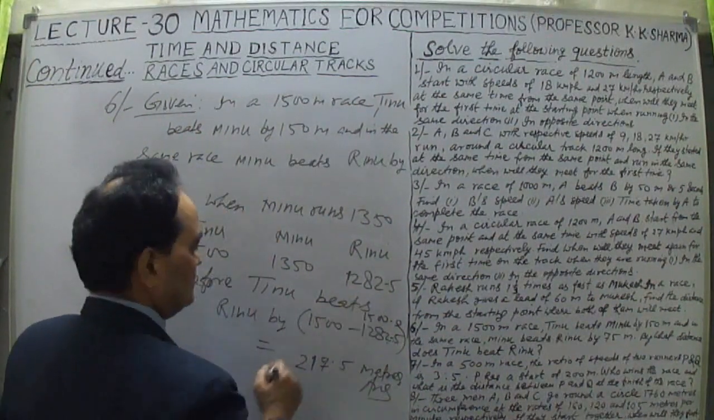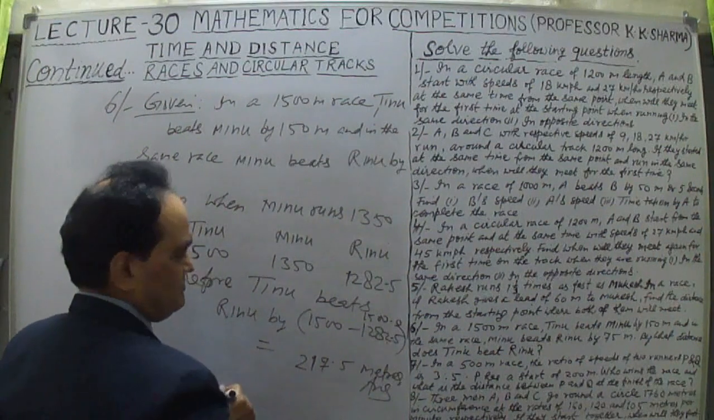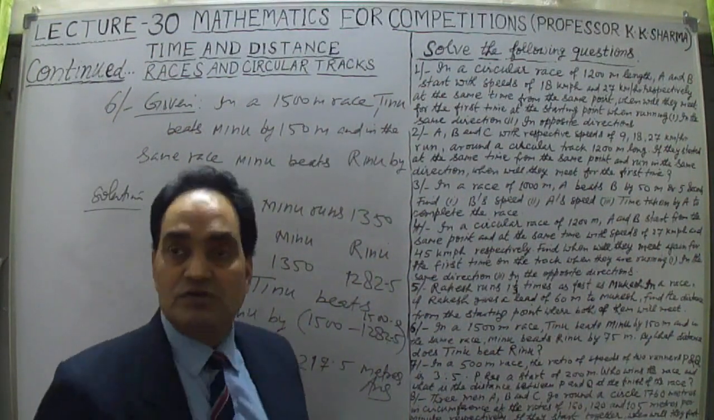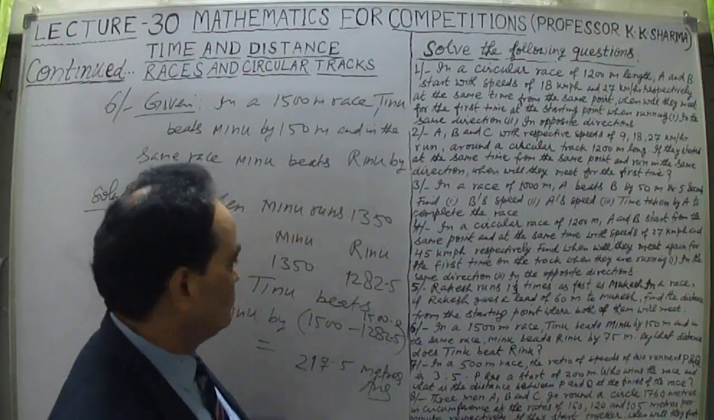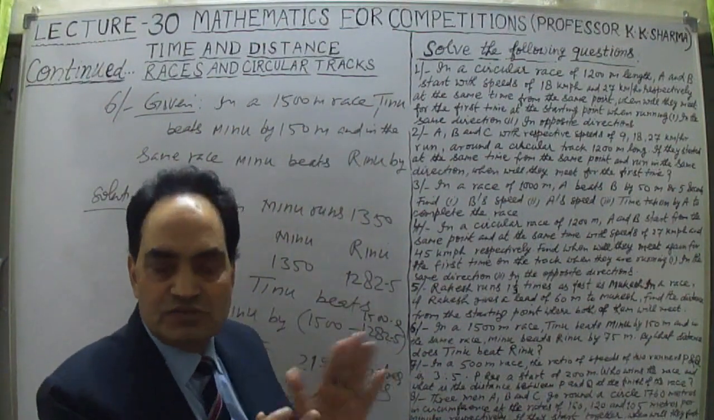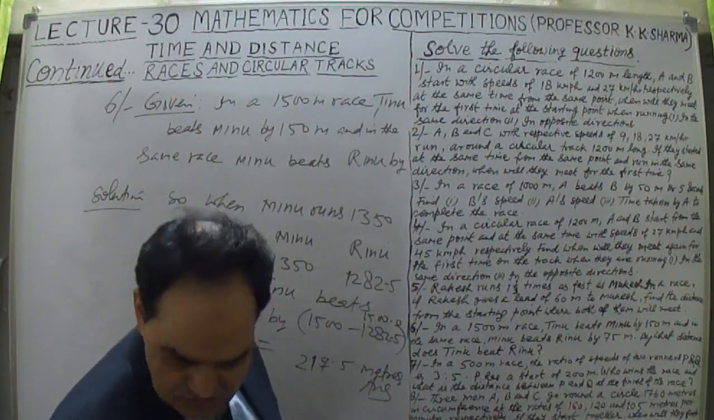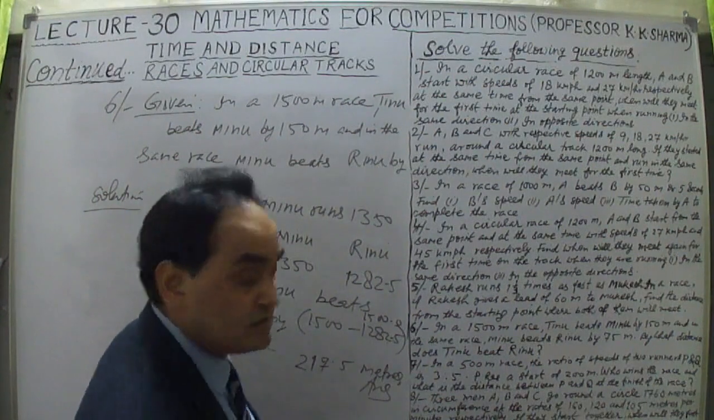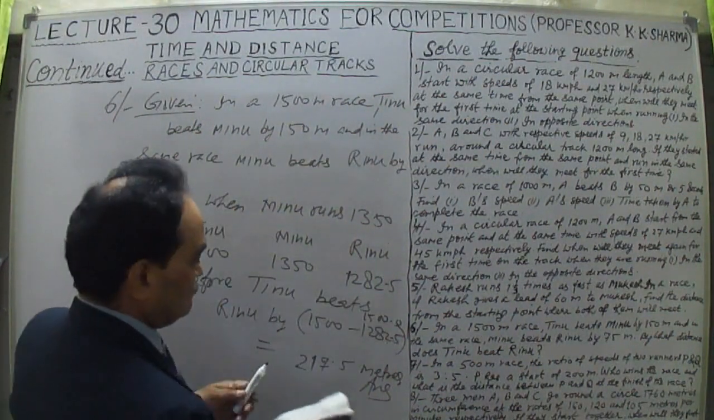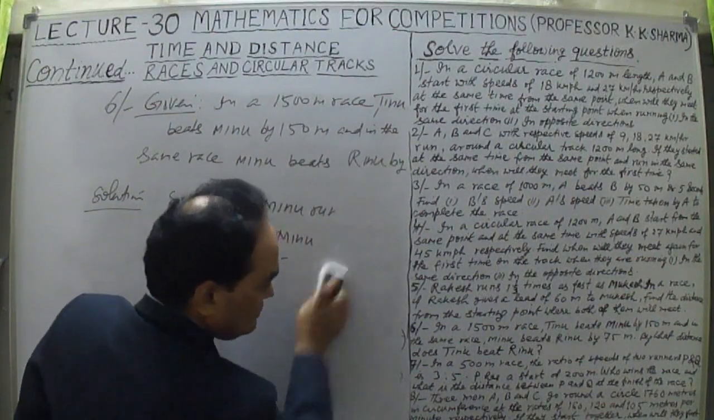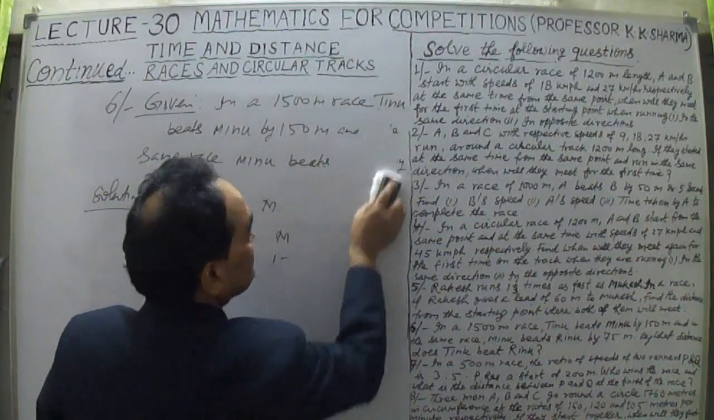Simple point: 1282.5 it was, right? Now this is 217.5 meters. Reenu is beating Reenu, the third one. This is a comparison. We just made the comparison of the three distances of the three people. When A is running 1500, then what is the comparison? So this is the answer here. So this is question number 6 we have completed. Let us take question number 7.